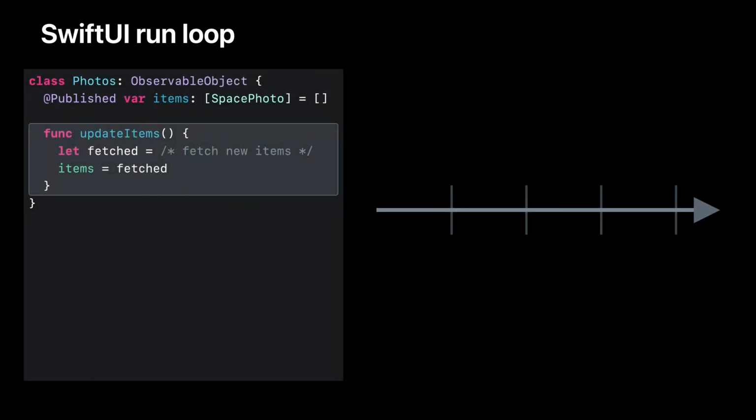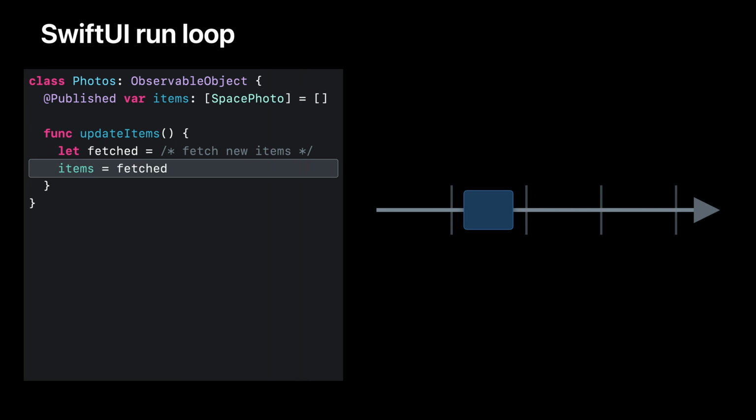Let's go back to the Photos observable object and look at the updateItems method. I'm going to call updateItems from my SwiftUI views, and it will run on the main actor. Let's use this blue rectangle to show the time when updateItems is running. I want to focus on this line of code where I assign the fetched photos to my items property.